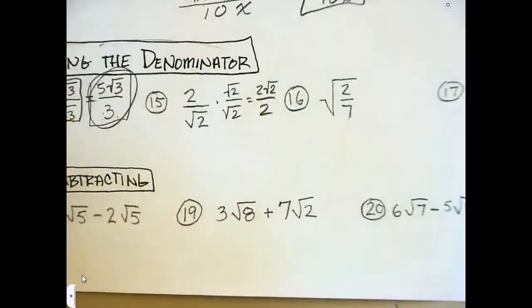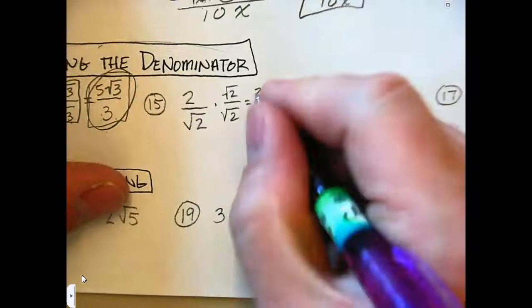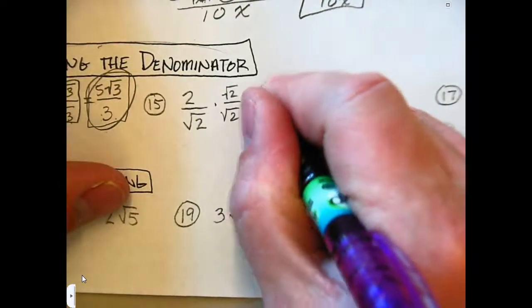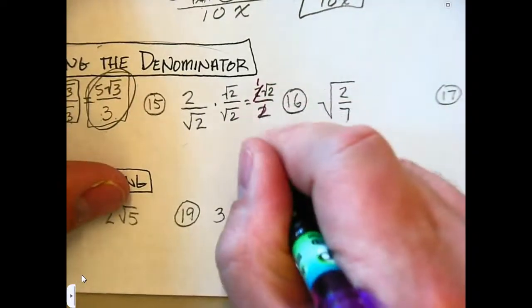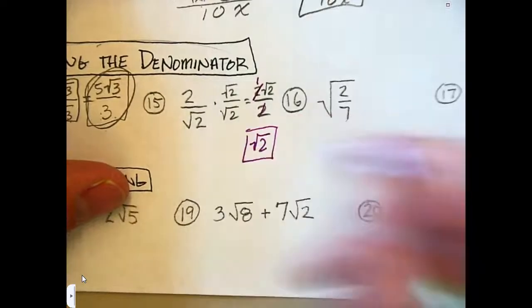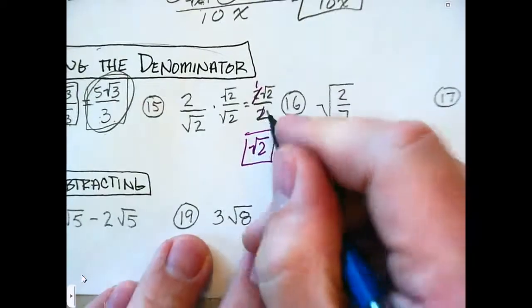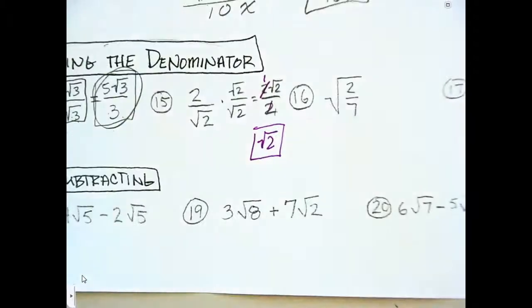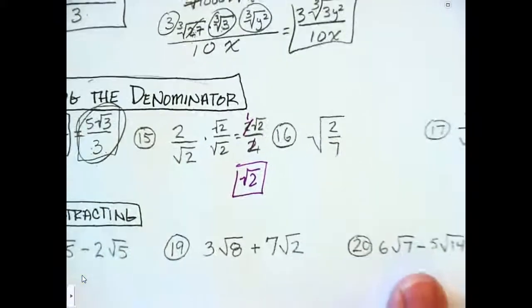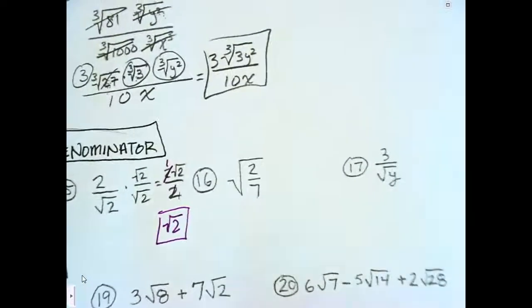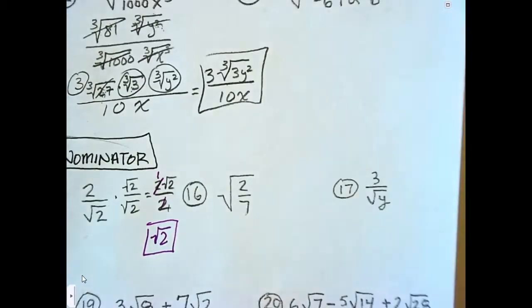That time we get 2 root 2 over 2. However, can we simplify the 2 and 2? Yeah, 1. So we just call it root 2. Okay, root 2. Those are 1s. We just don't worry about them. What happens if you put the 1 next to the root? Oh, that's not correct format.